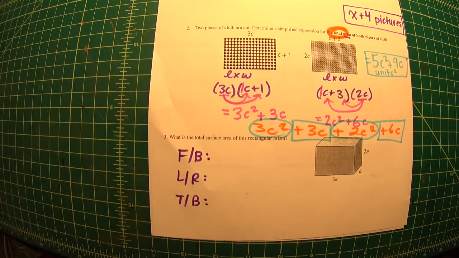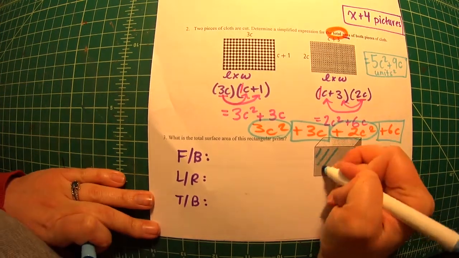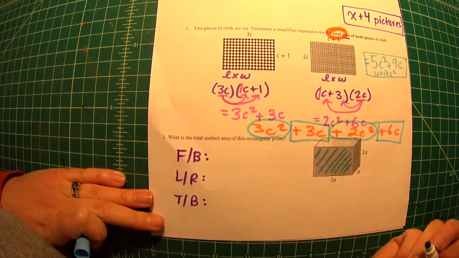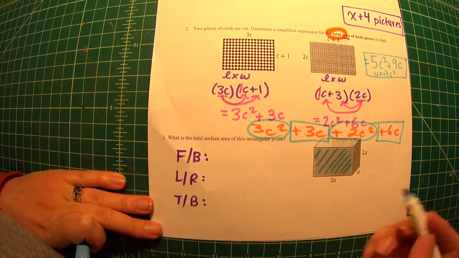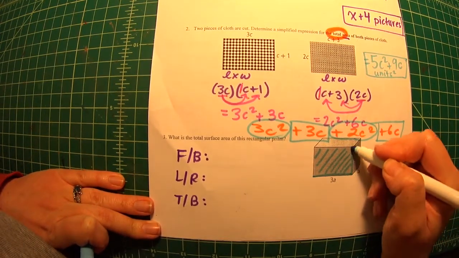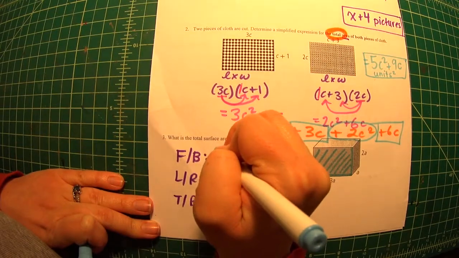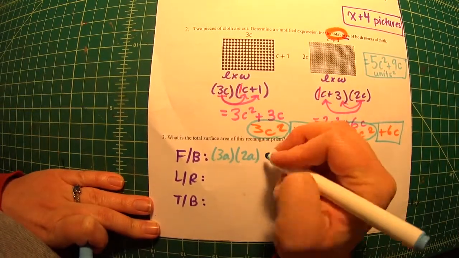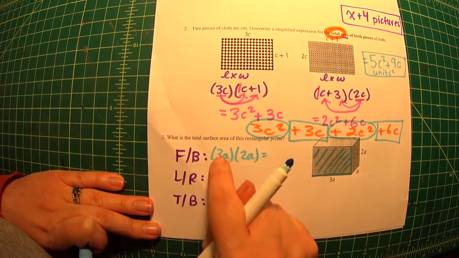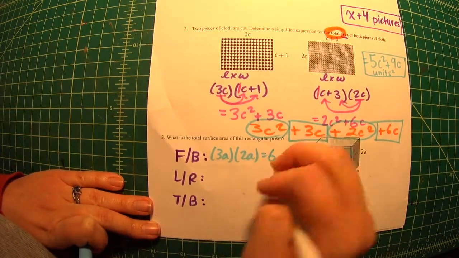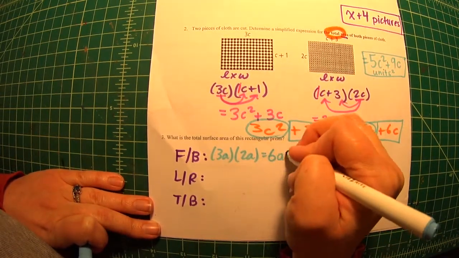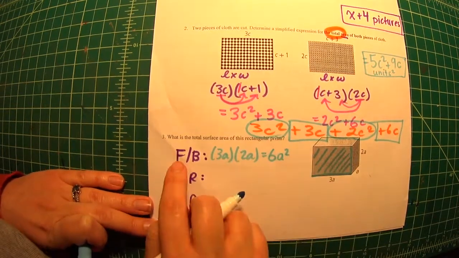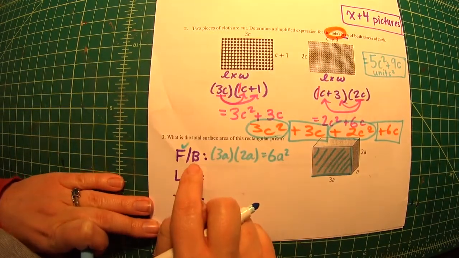So let's look at the front first. It's just a rectangle. Area of a rectangle, length times width. What's the length? 3a. What's the width? 2a. Monomial times monomial. 3 times 2 is 6. A times a is a squared. So that takes care of my front, but I also have a back.